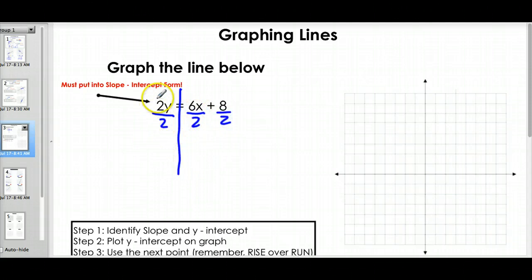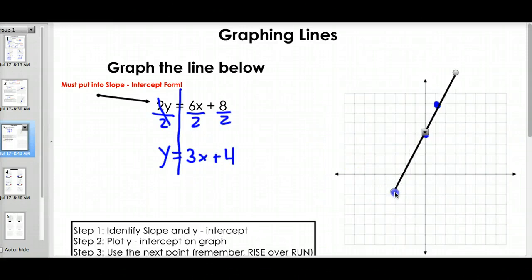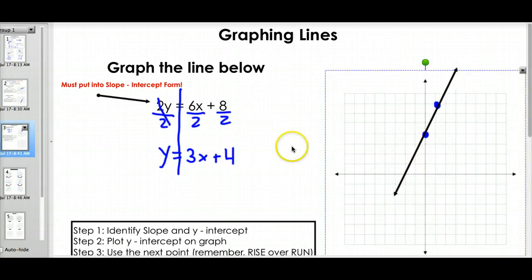When I divide everything by 2, this cancels, and I get y equals 6 divided by 2 is 3x, plus 8 divided by 2 is 4. And from here, I can graph this line. So 4, we're going to start over here. That's our y-intercept. Okay? And 3 is our slope, so I go up 3 over 1. Got that, and I just draw my line through our 2 points. Start over here and just go through them. Make that a little nicer. And there you go. Beautiful.